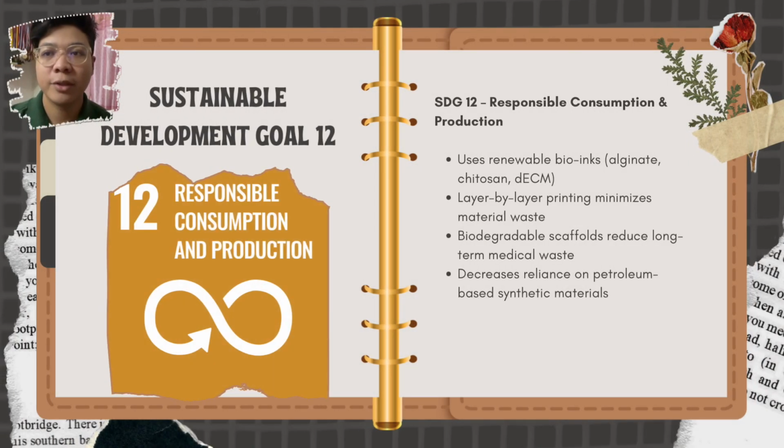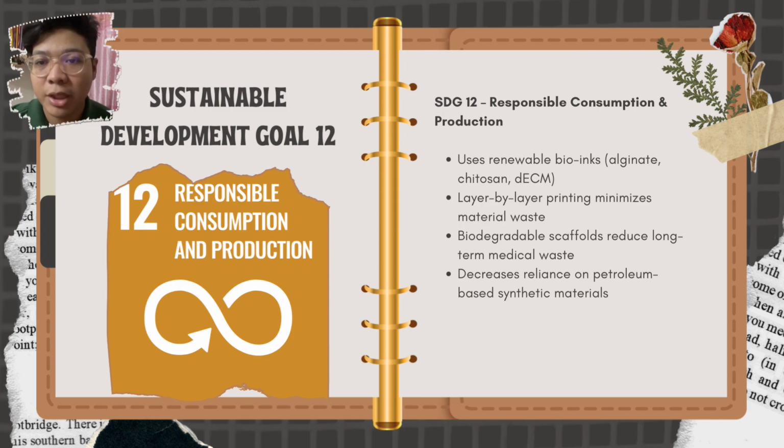Lastly, we focus on responsible consumption and production, which is SDG 12. Bioprinting directly supports this goal through its efficient use of material and environmentally friendly design. The technology uses renewable and bio-based materials such as alginate, chitosan, and decellularized extracellular matrix as bioink.